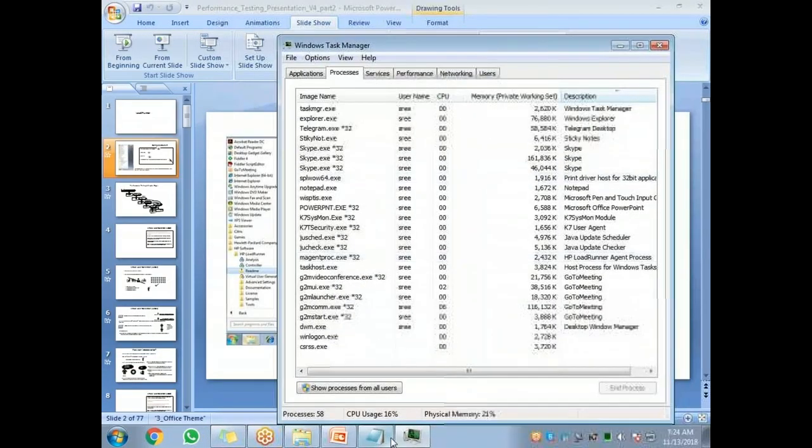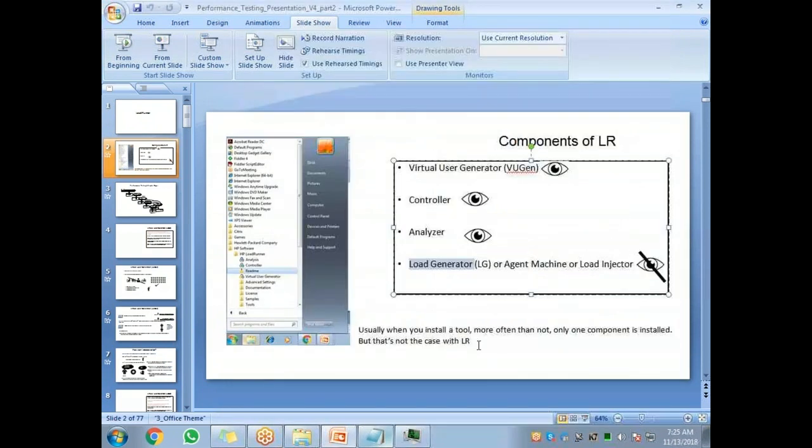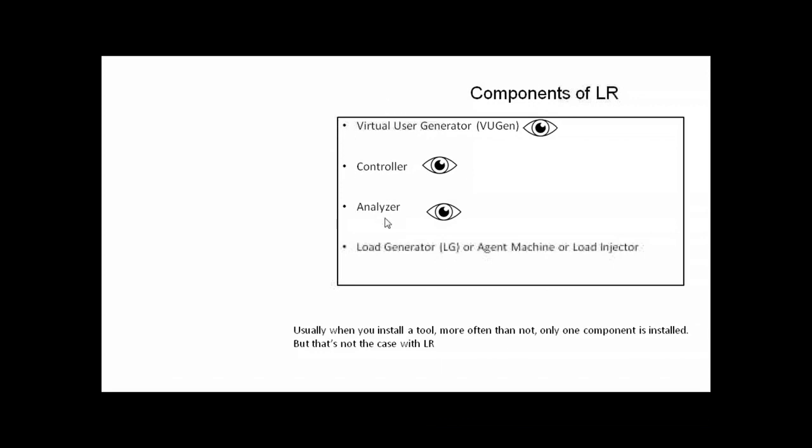But sometimes people will ask, or even if they don't ask, while explaining you can say that the load generator, using this process called magnetproc.exe, will create the virtual users. That's something you can tell. Now I have shown you all 4 processes. You can clearly see these 3 processes from the program or from the start, but this is the process of the program which runs behind the scenes. Again, tell me guys, which process is working underneath for the load generators?